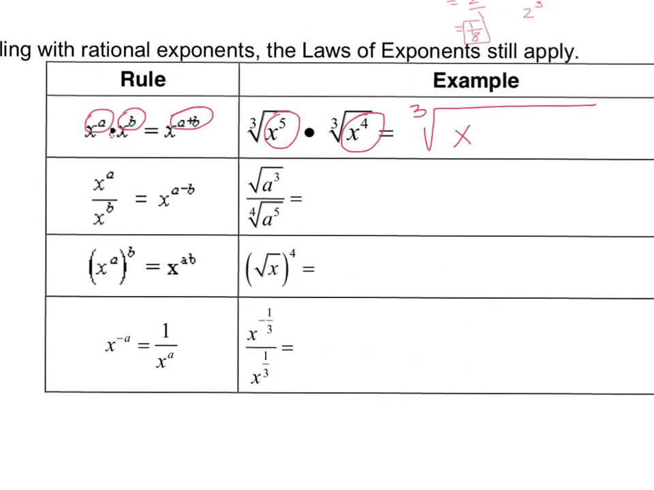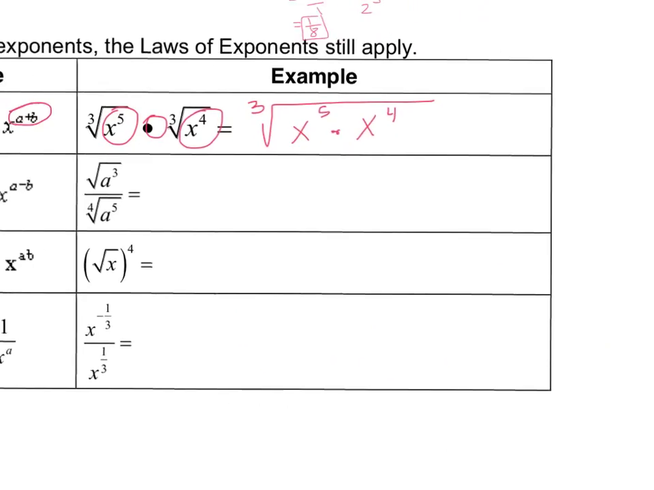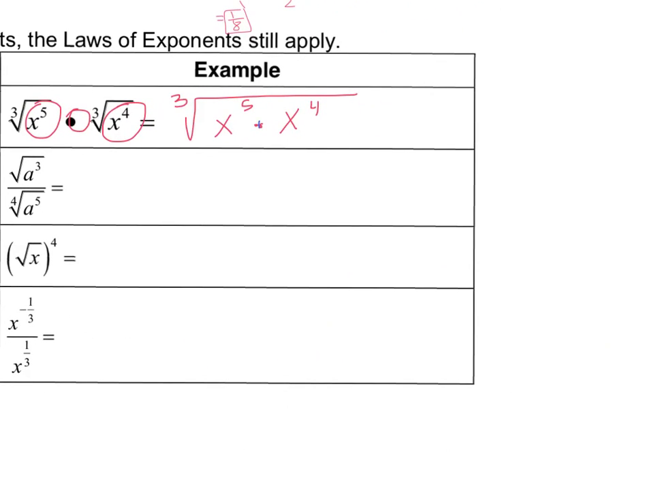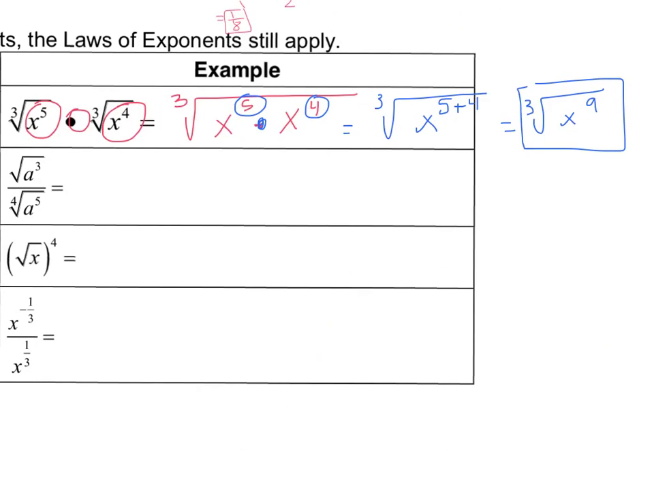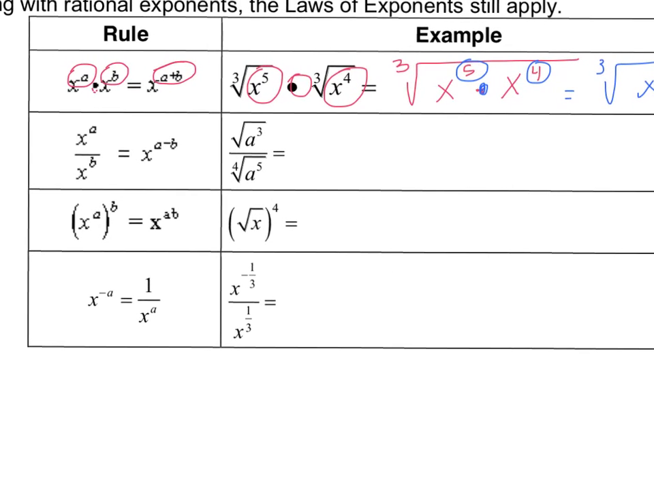So it would be x to the power 5 times x to the power 4. Again, since you are multiplying, you have to add those exponents. So it would be cubic root of 5 plus 4. So it's going to be the cubic root of x to the power 9. That would be the final answer. If you need to you can simplify that, but for now I just want to review the laws of exponents.